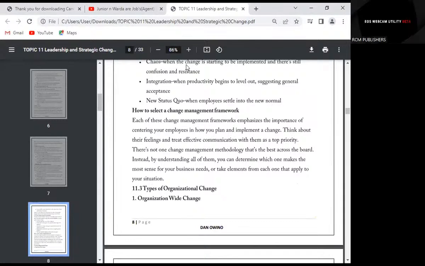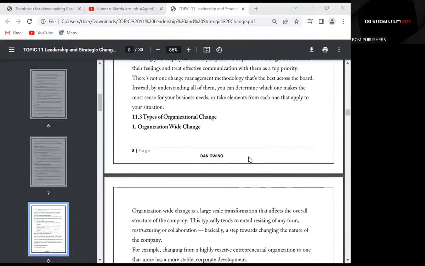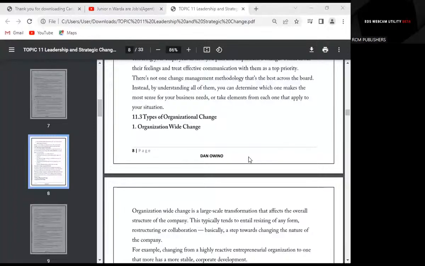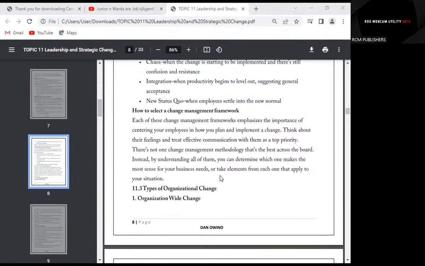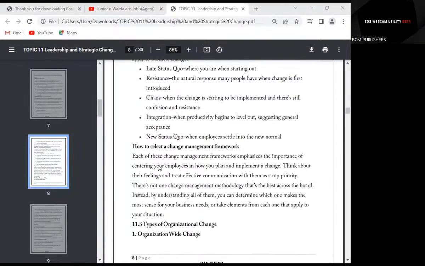Okay, so let's move straight to how to select a change management framework. This will be leading us to the various types of changes within the entity. This is also a very important part for us. We need to be able to identify the various types of changes in the organization. So how do we select a change management framework?